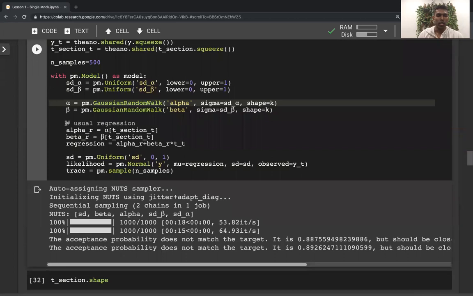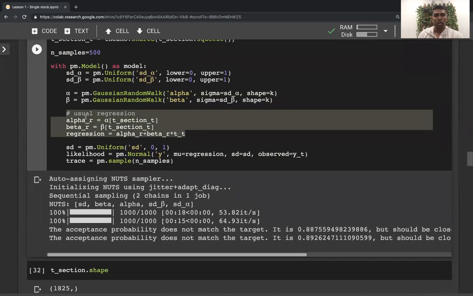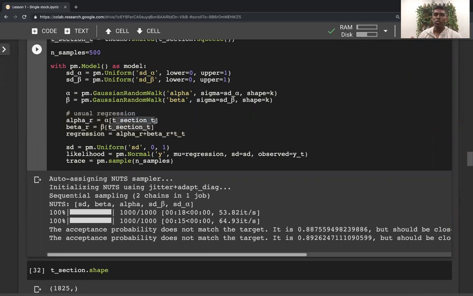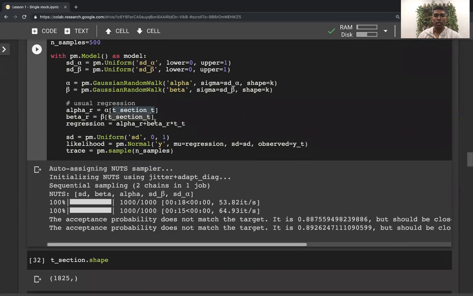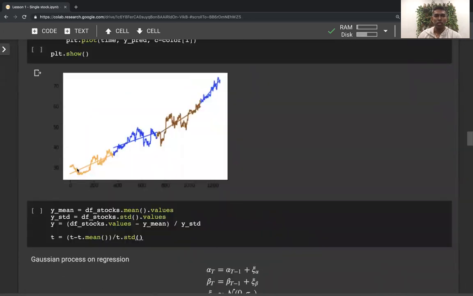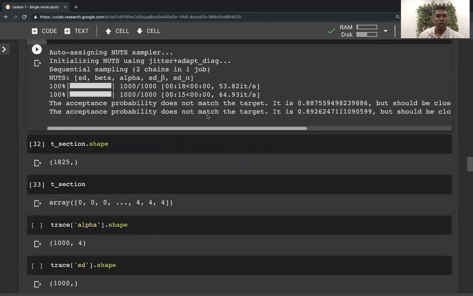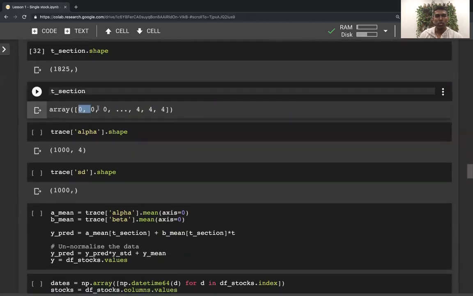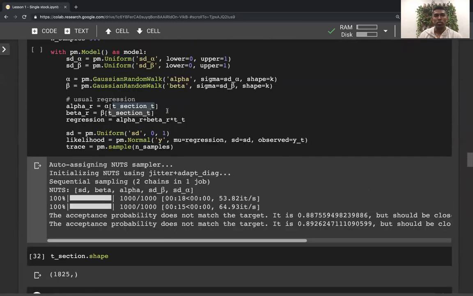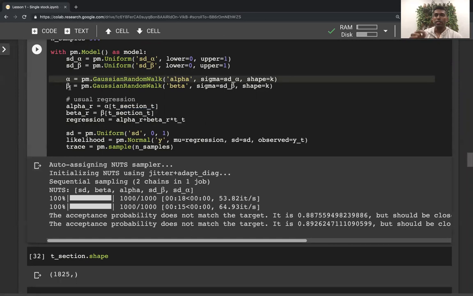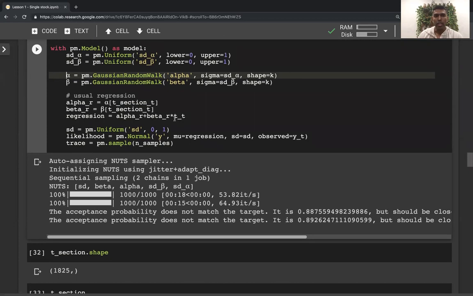The main part really that you need to focus on is this thing over here. So what I'm saying is that the alpha regression, I really should have called it trend, is alpha indexed by T section. Okay, so the variable T section in my case is basically a whole bunch of zeros here, a whole bunch of ones, twos and threes. So if I was to print it out, this is what T section looks like. So a whole bunch of zeros, fours. So basically what it's doing is from the four numbers that I get here, it's picking the alpha that I need for that particular section of time. And then I multiply that by the actual T that I have.